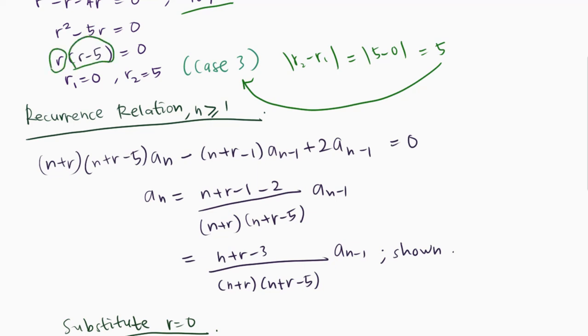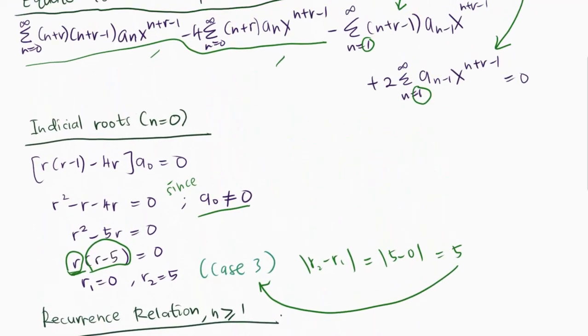So that's why here it will be n plus r minus 5. Substitute n plus r in the place of r. Since it is r, it will be n plus r minus 5, n plus r minus 5 for an. And then minus, just rewrite.